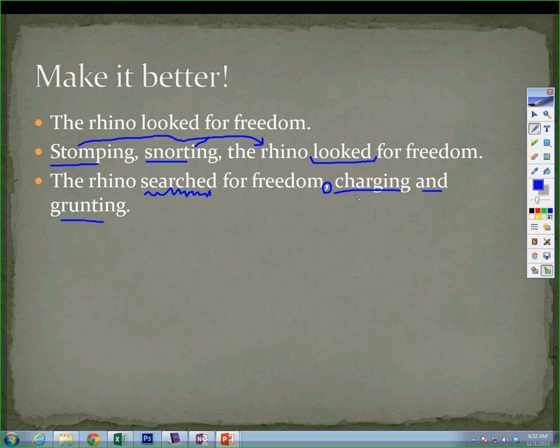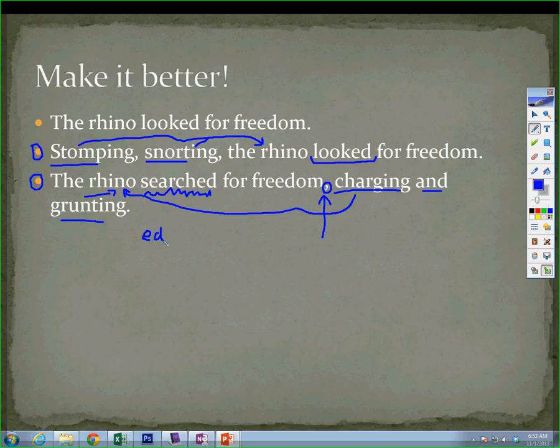Obviously, these are participles. And they're describing what? No, not freedom. Yes, rhino. So, charging and grunting are describing the rhino. So, again, you can take your participle and put it at the beginning, as it is right here, or you can put it at the end of the sentence. But of course, the comma is the key, and that's going to give you a little bit of evidence that it's there.